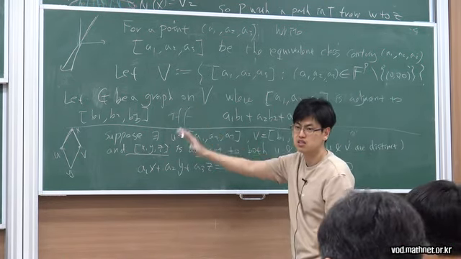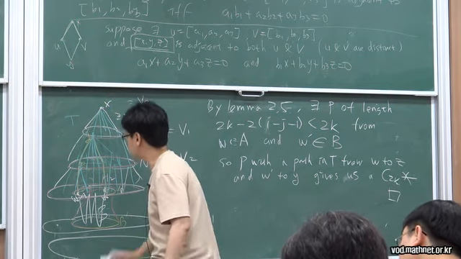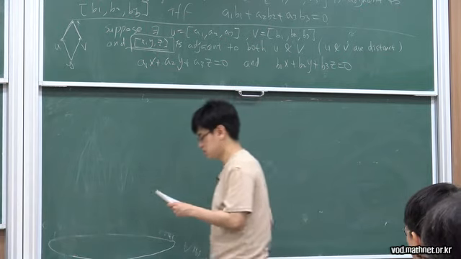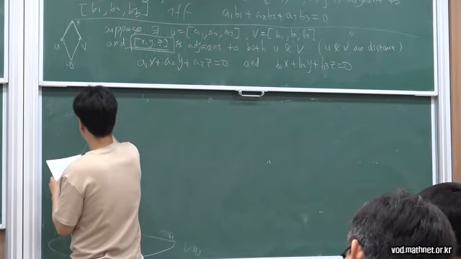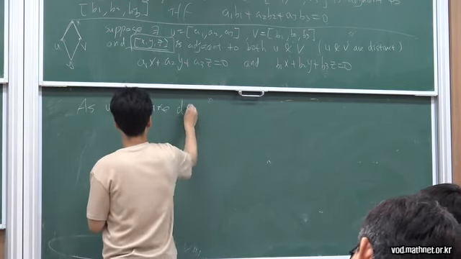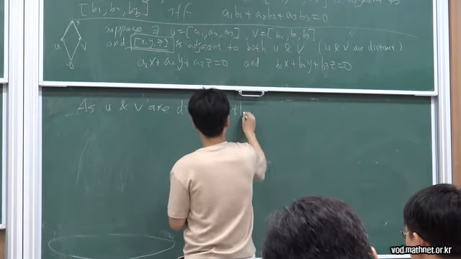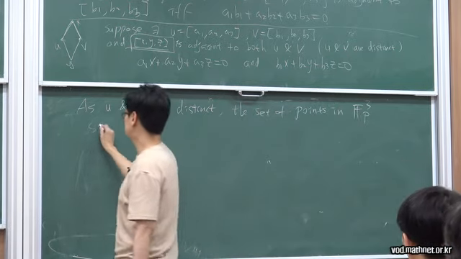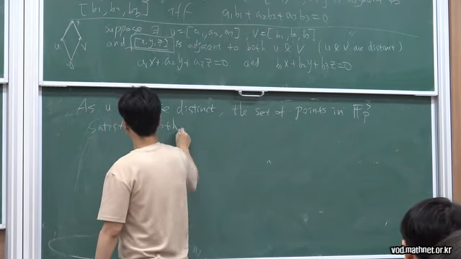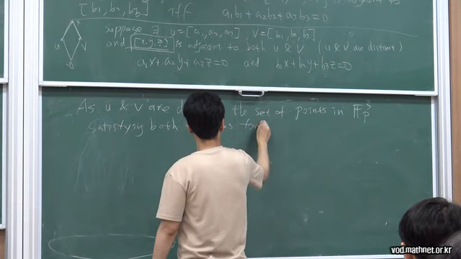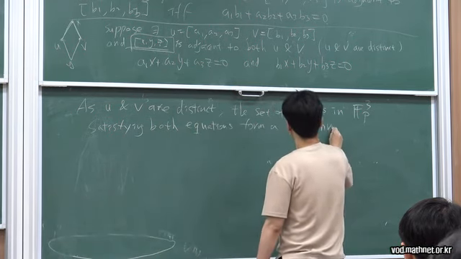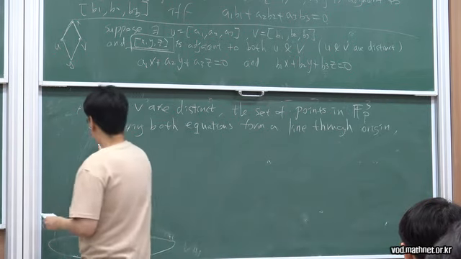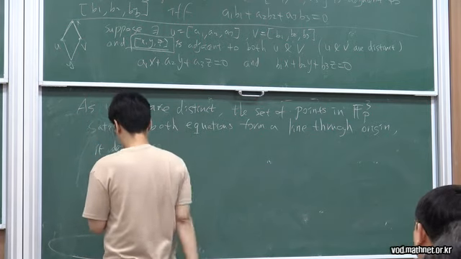That means this doesn't happen. So there is no other y, different from x, which also satisfies both equations. So as u and v are distinct, the set of points in this vector space satisfying both equations form a line through the origin. It defines one equivalence class, a single equivalence class.